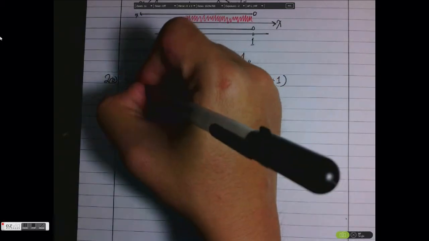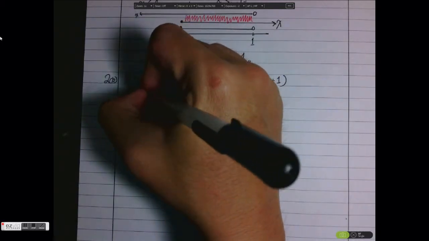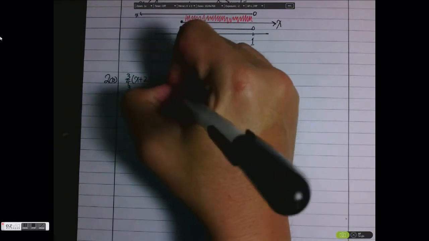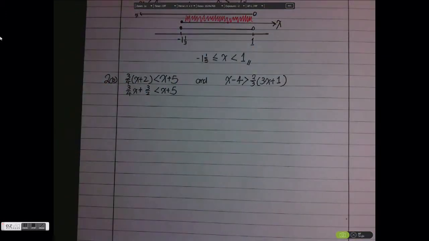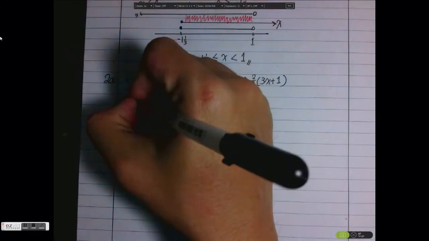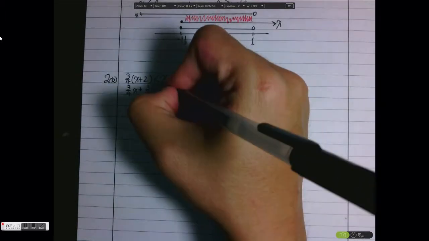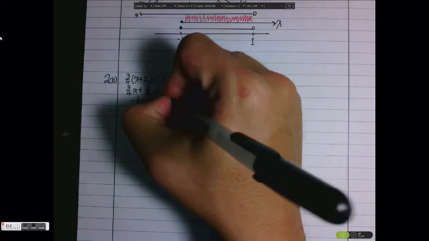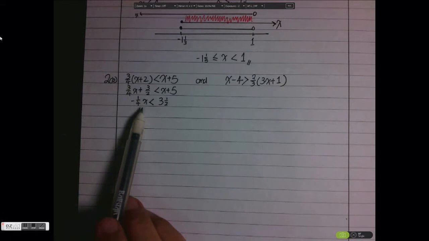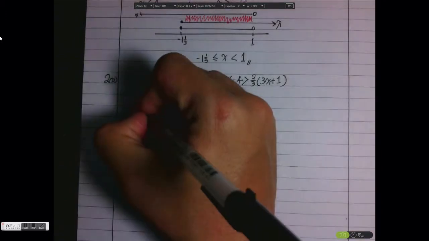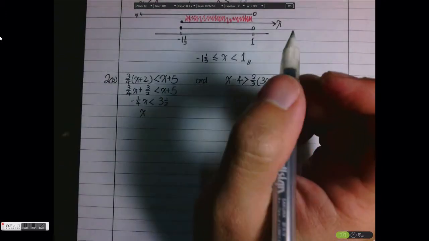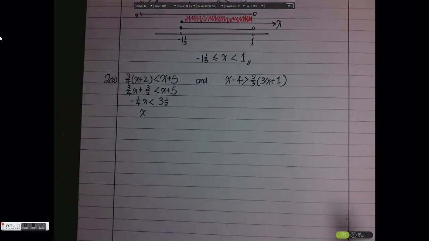I shall collect all my x terms on the left hand side. So I get negative 1/4 x is lesser than 5 minus 3 over 2, which is 3.5. Now in order for me to get x, I can multiply both sides by negative 4. Remember, when you multiply both sides of an inequality by a negative number, the direction of the inequality sign must change. So I will get x is greater than negative 14.